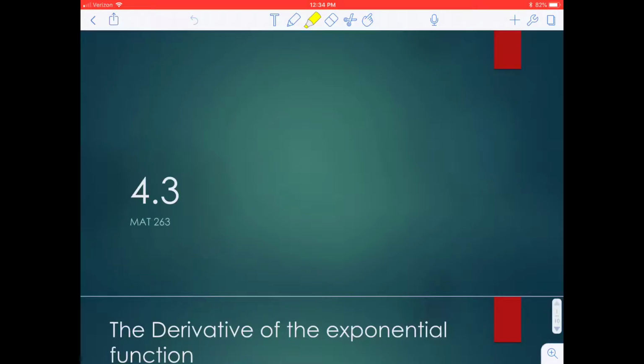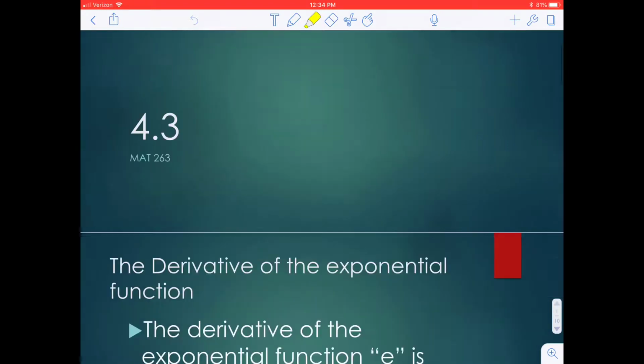Hello students, the purpose of this video is to get you acquainted with the derivative of the exponential function.